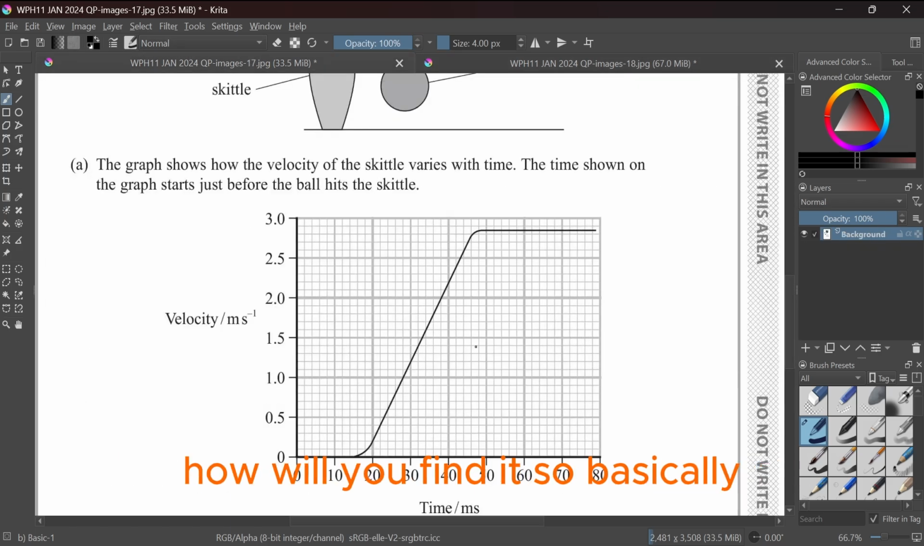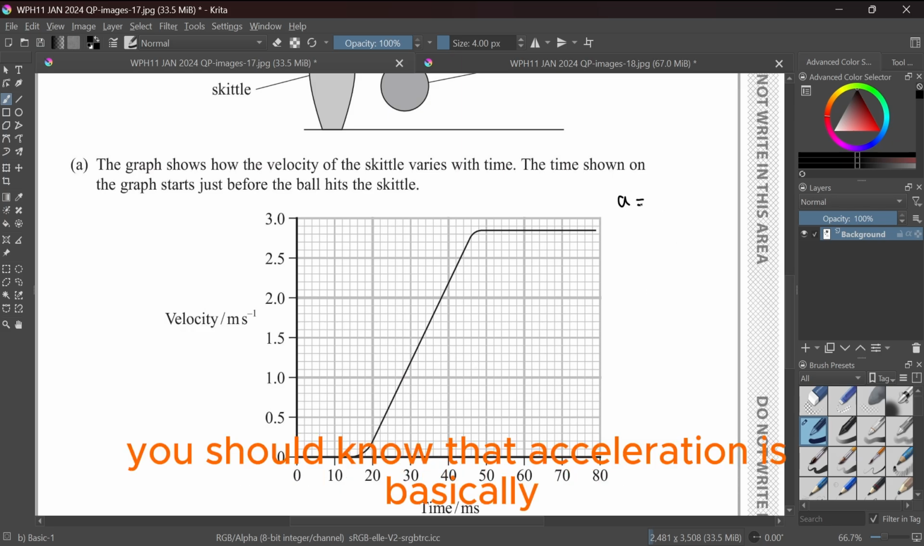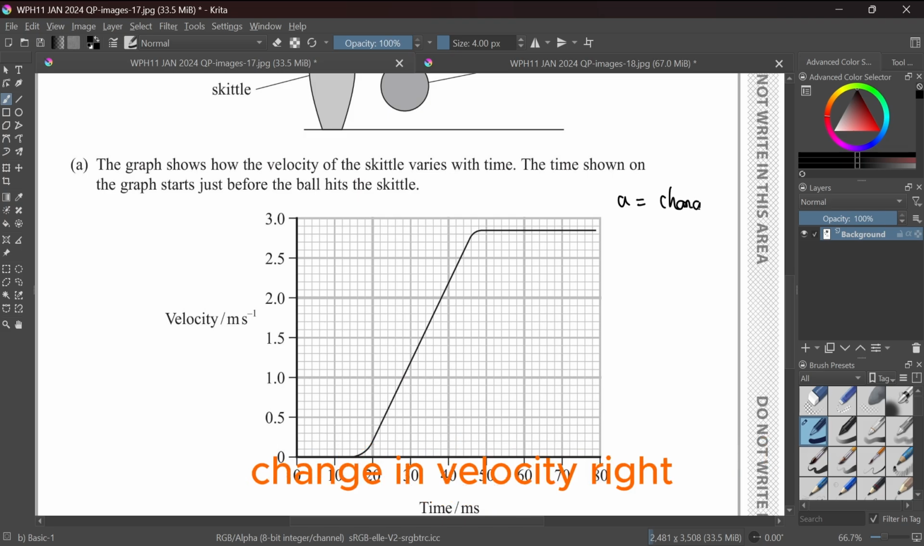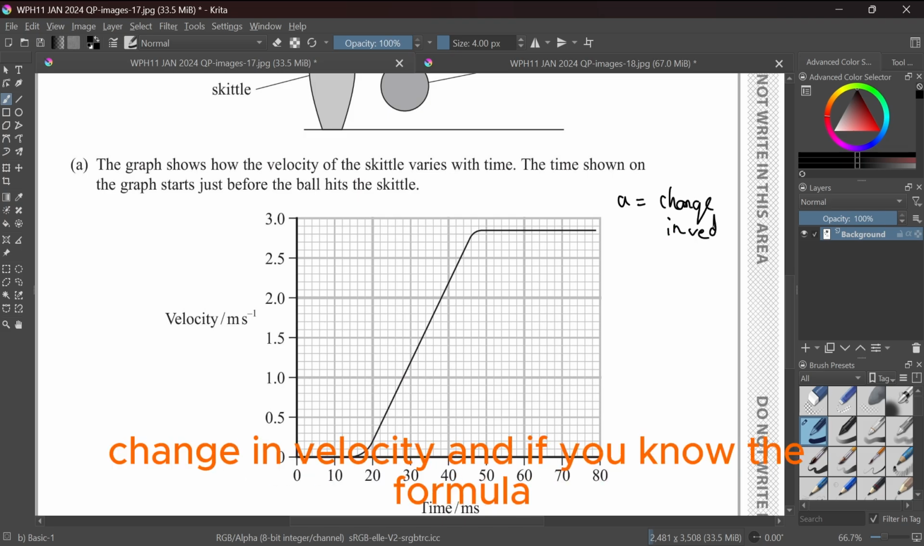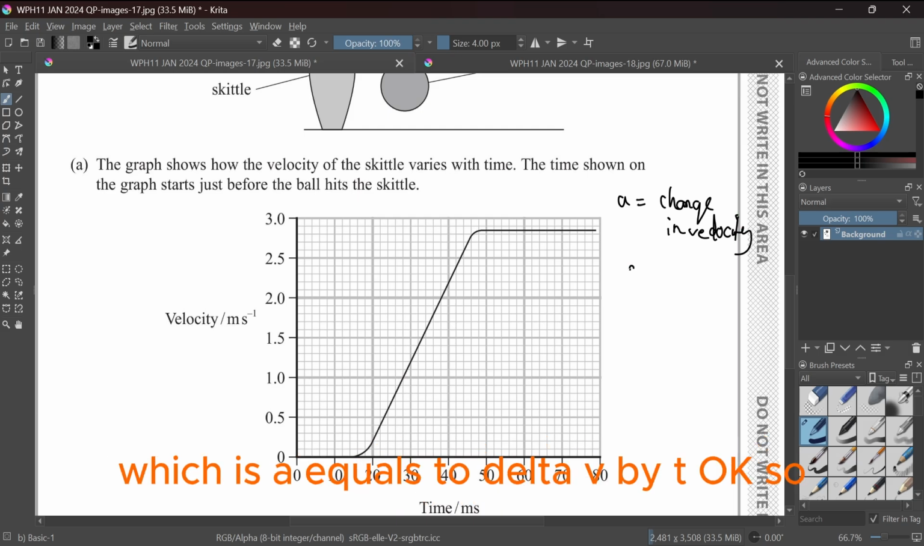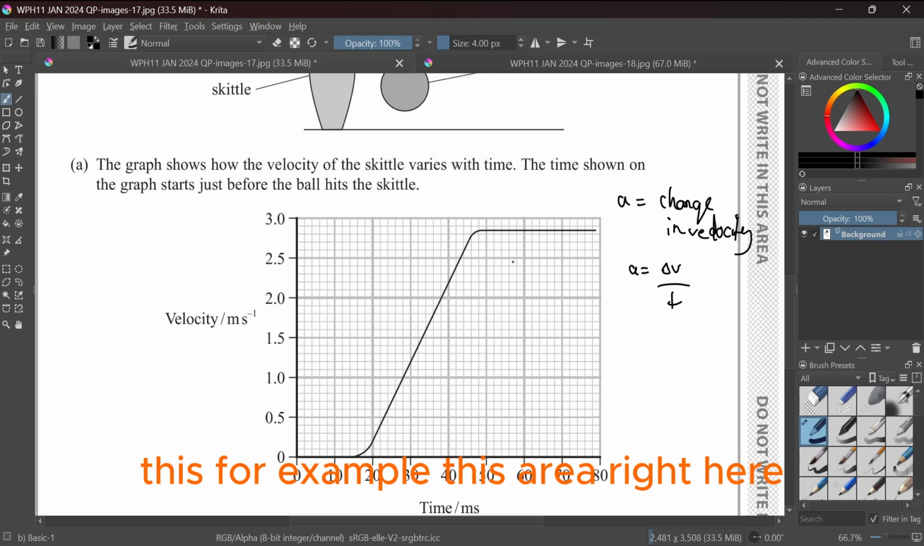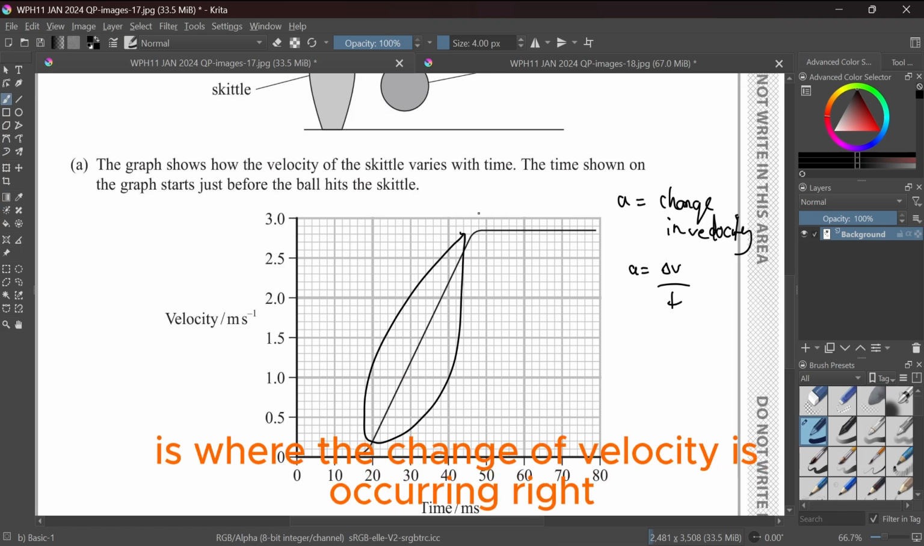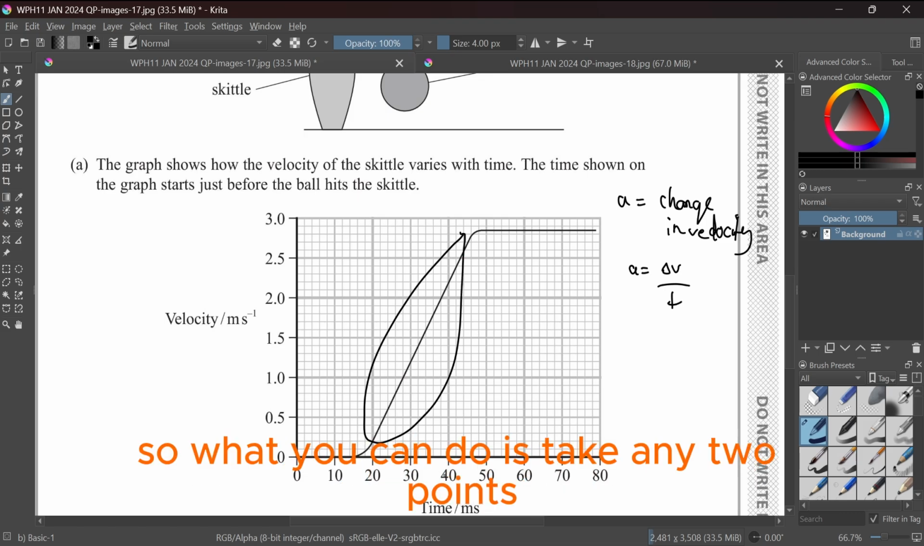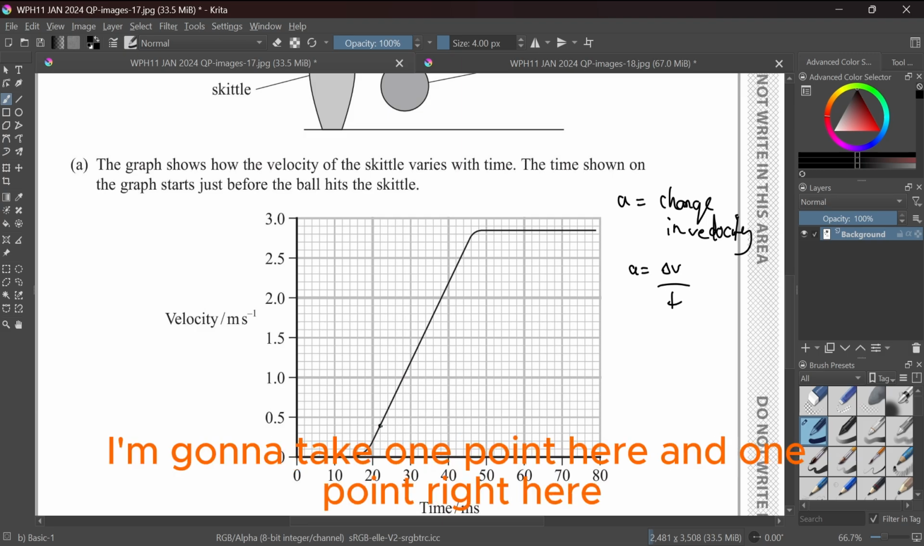Average acceleration, how will you find it? So basically, you should know that acceleration is basically change in velocity, right? And if you don't know the formula, it is a equals delta v by t. Okay. So for example, this area right here is where the change of velocity is occurring, right? It's increasing. So what you can do is take any two points. Let's say I'm gonna take one point here and one point right here.